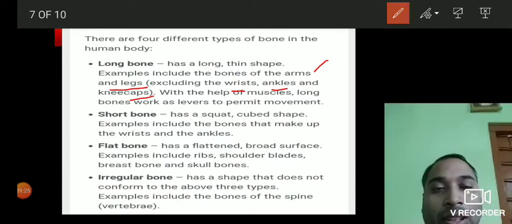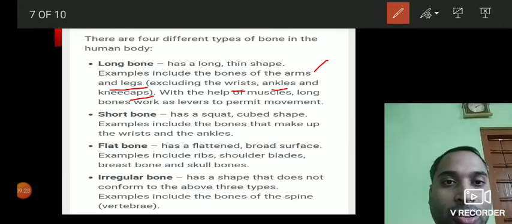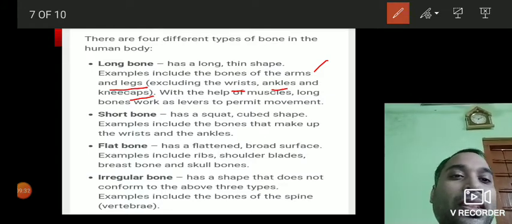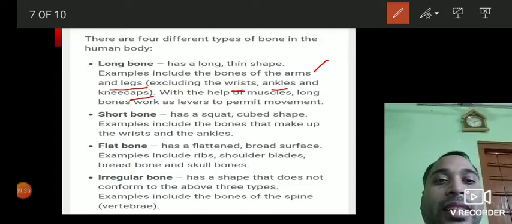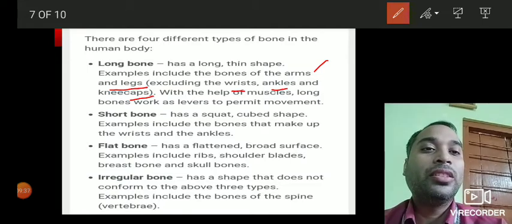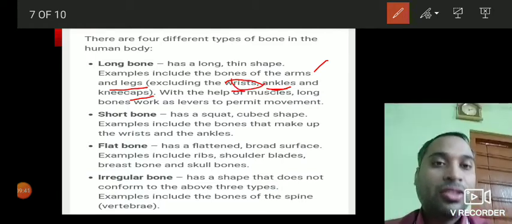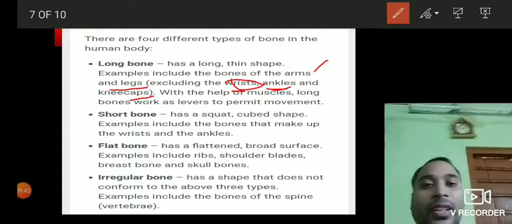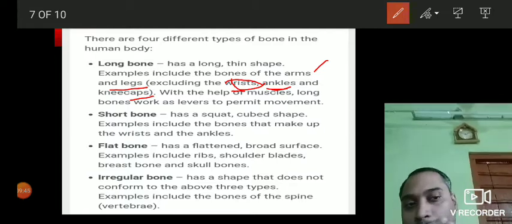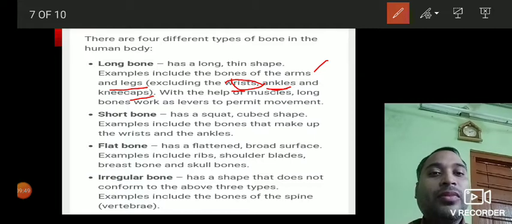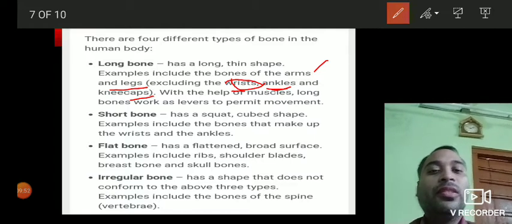Then short bones. What are short bones? Short bones are small and cube shaped. Examples include the bones that make up the wrist and the ankle. As we said, we have to exclude wrist and ankles from long bones because they are part of what? Short bone. So here we have the example of short bone.